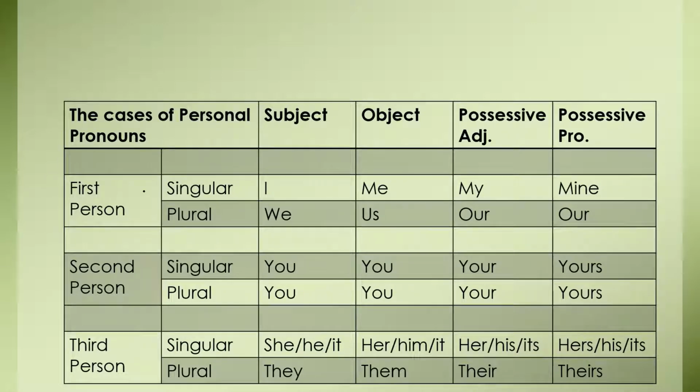The cases of personal pronouns: first person singular, I in subject, me in object, my in possessive adjective, and mine in possessive pronoun. Plural, we in subject, us in object, our in possessive adjective, and ours in possessive pronoun. Second person singular, you for subject, you for object, your for possessive adjective, and yours for possessive pronoun. Plural, you for subject and object, your for possessive adjective, and yours for possessive pronoun. Third person singular, he, she, it in subject, her, him, it in object, her, his, its in possessive adjective, and hers, his, and its in possessive pronoun. Plural, they in subject, them in object, their in possessive adjective, and theirs in possessive pronoun.